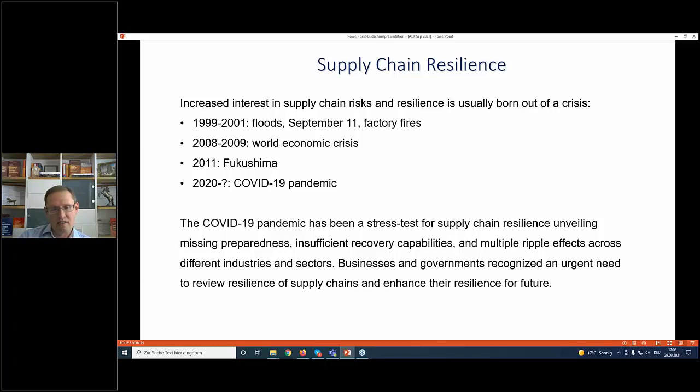The most recent and the most prominent example is the COVID-19 pandemic, which has been a stress test for supply chain resilience, unveiling, in many cases, missing preparedness, insufficient recovery capabilities, and multiple ripple effects across different industries and sectors. So business and governments recognized an urgent need to review resilience of supply chains and enhance this resilience for future. And this is something what we are going to look at.